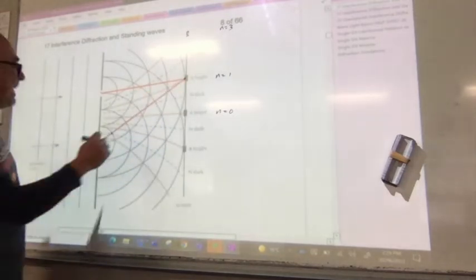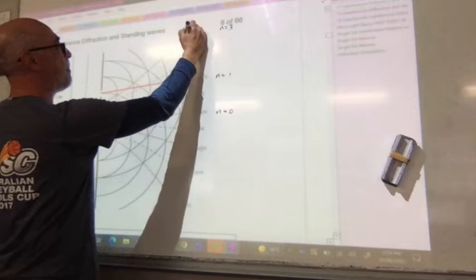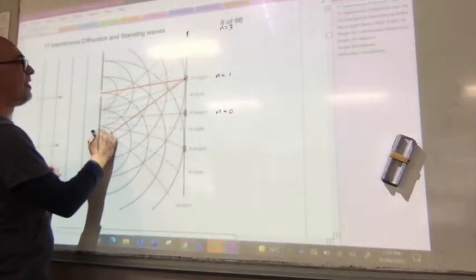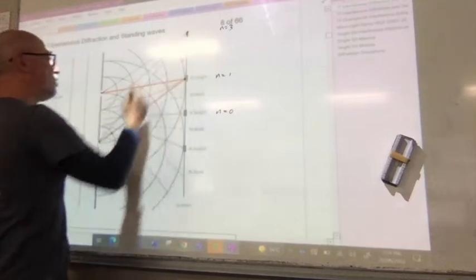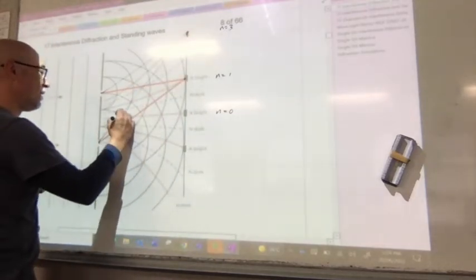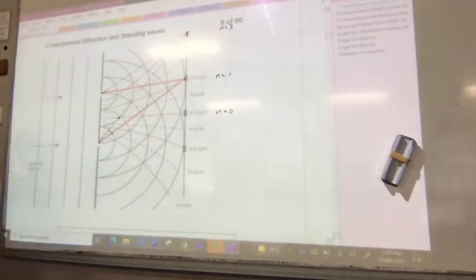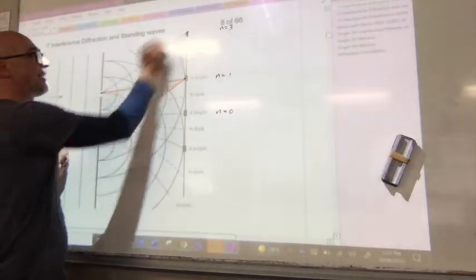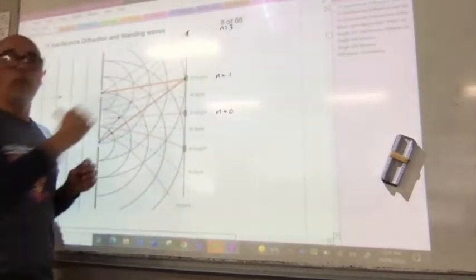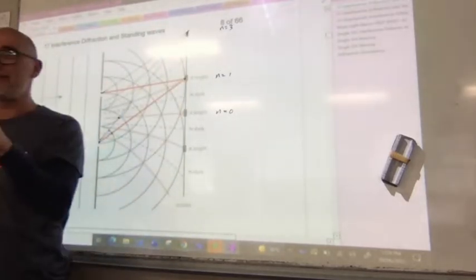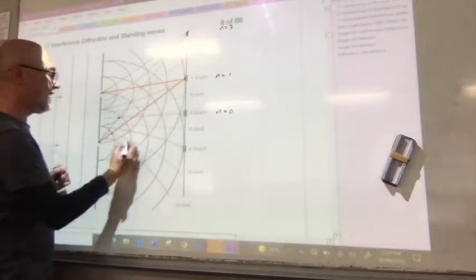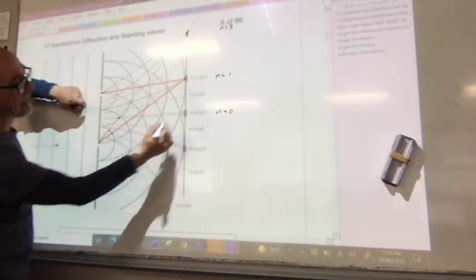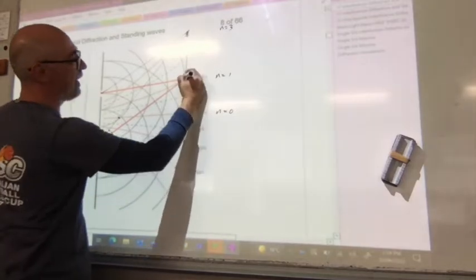Over here, if you went to the next bright band, which is over here, then that will be exactly 2 lambda longer. So the difference between the path from here to here and from here to here will be 2 lambdas. Here, it'll be 1 lambda from here to here. Here, it is 0. From here to get to the middle, it is 0 lambda.